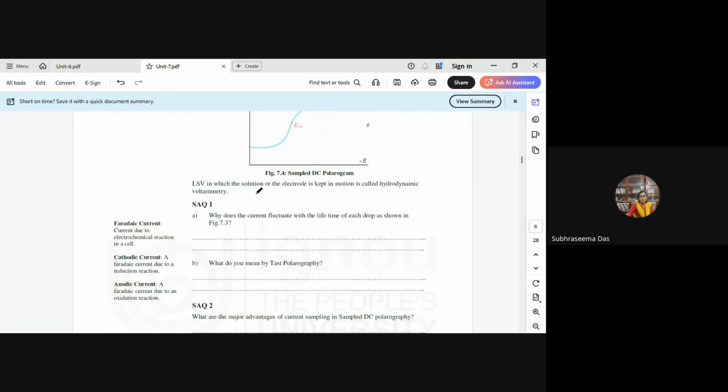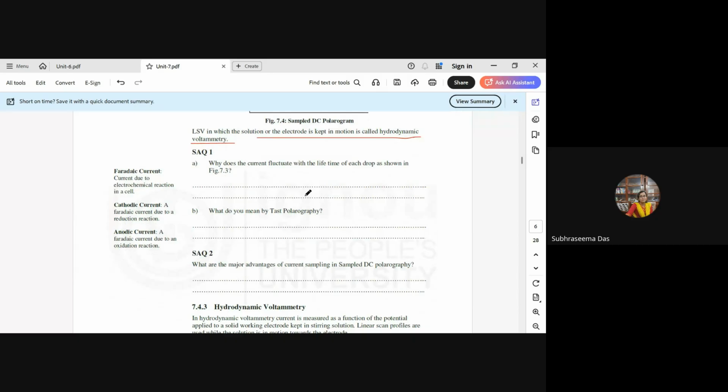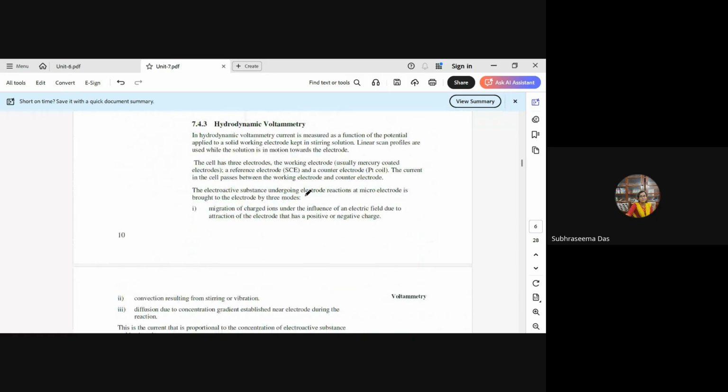LSV in which the solution or the electrode is kept in motion is called hydrodynamic voltammetry. So what is hydrodynamic voltammetry? In hydrodynamic voltammetry, the current is measured as a function of the potential applied to a solid working electrode kept in a stirred solution. The linear scan profiles are used while the solution is in motion towards the electrode.